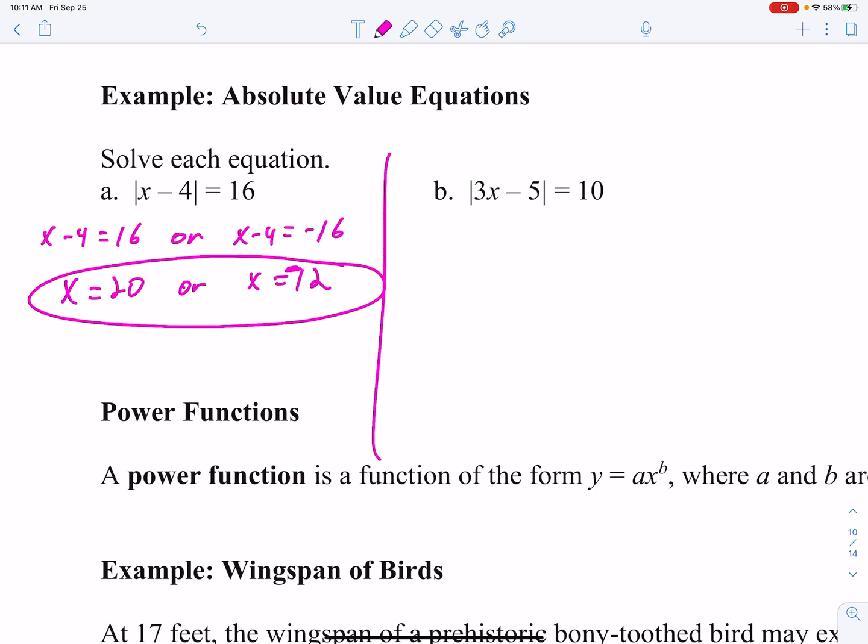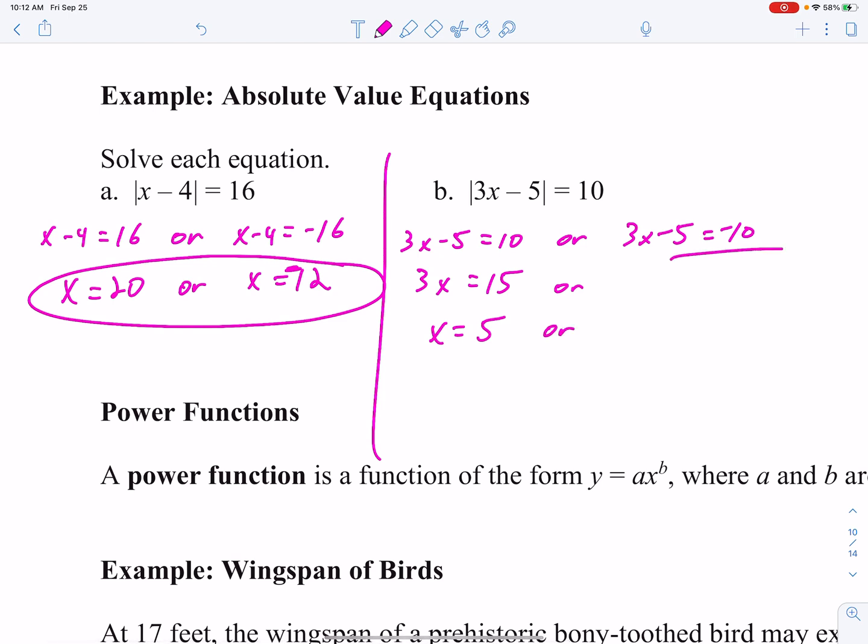Same process again. We're going to drop the absolute value bars and represent both the positive and the negative for this 10. So 3x minus 5 equals 10, or 3x minus 5 equals negative 10. Okay, so first thing we're going to work with this one first. So we'll add 5 to both sides and divide both sides by 3. So x equals 5. Don't forget the or at each step.